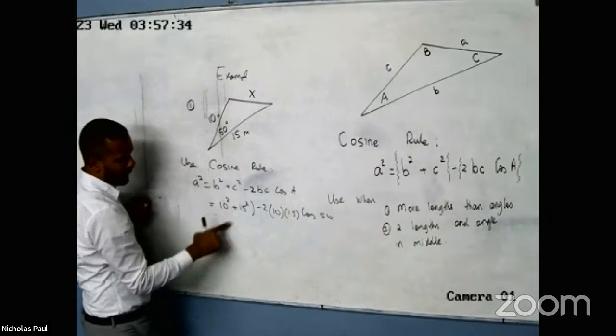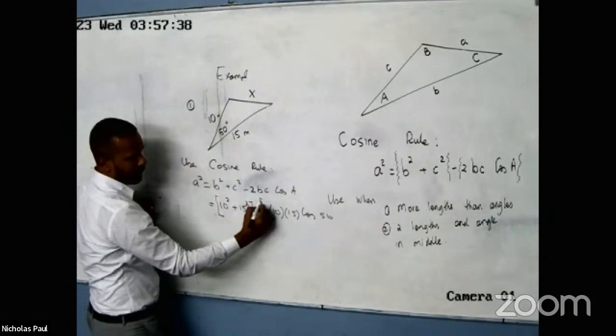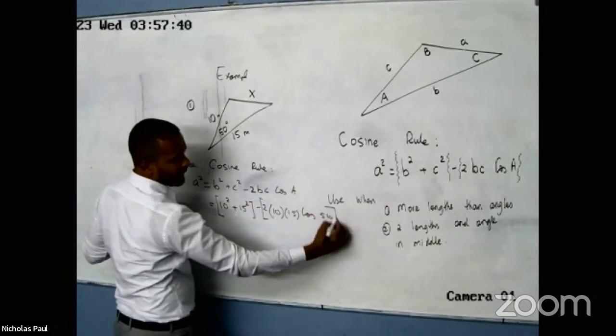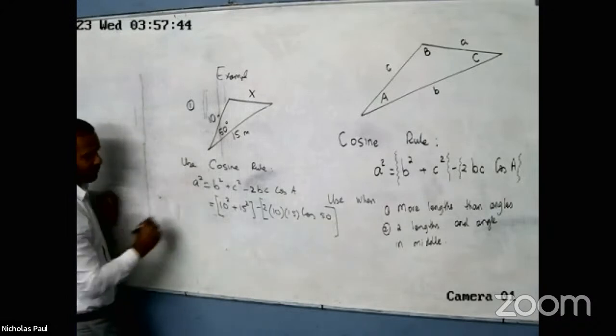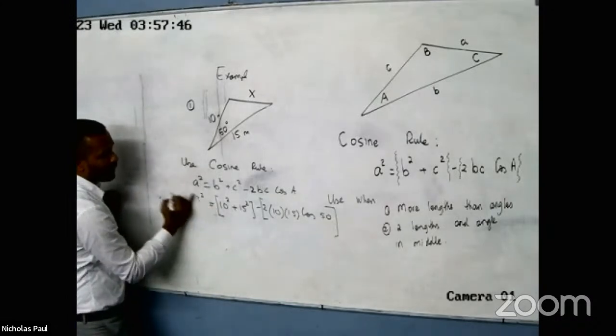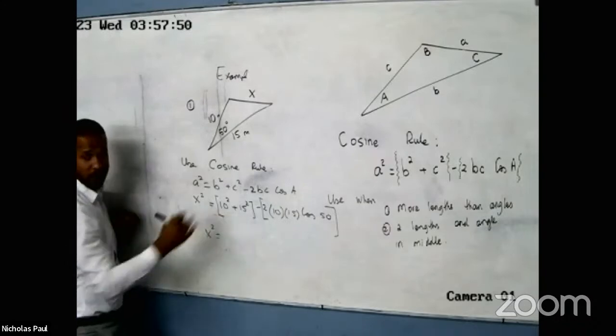Put a bracket here and put a bracket here. Make sure you calculate in degrees. So work it out and tell me what you get for x squared. You can do it all at once in the calculator.